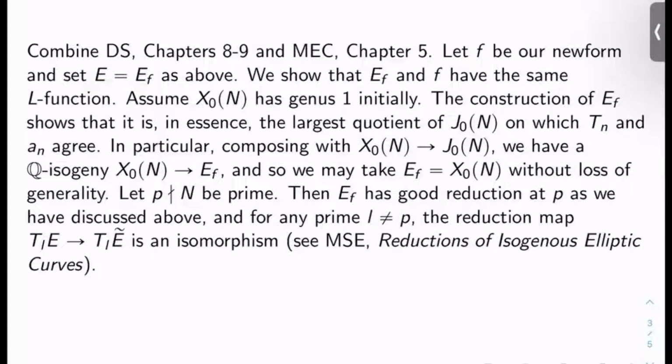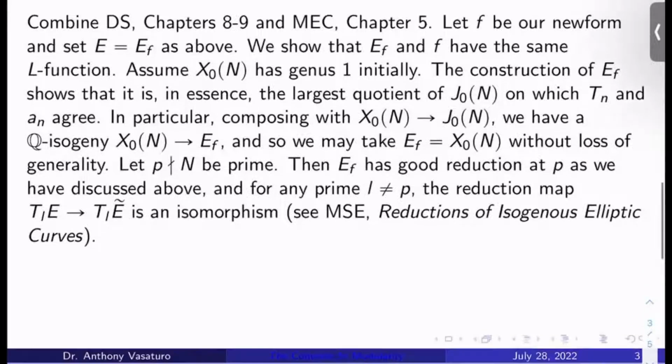Okay, what we have to do is show that E_F and F have the same L-function. That's really what's going on here. Let's assume initially that X_0(N) has genus 1. If you go back and look at the proof of the construction of E_F, or of A_F more generally, the abelian variety attached to F, you see that it's in essence the largest quotient of the Jacobian J_0(N) on which the Hecke operators T_n and the coefficients a_n agree. Remember, it was the Jacobian mod an annihilator ideal.